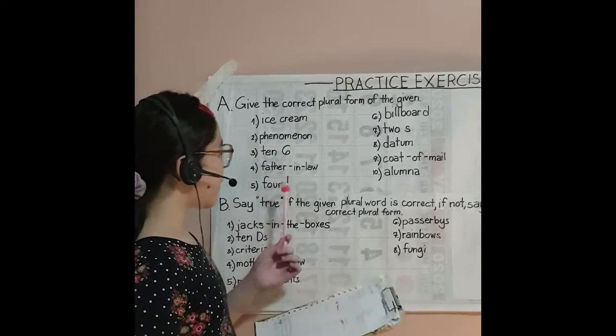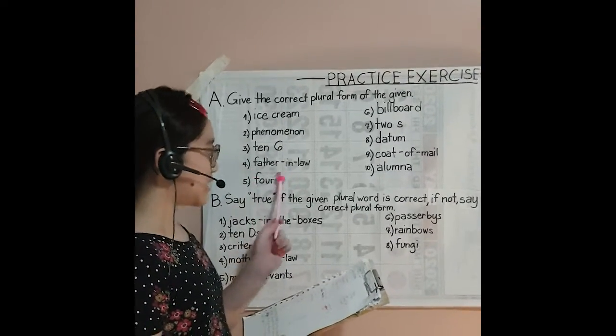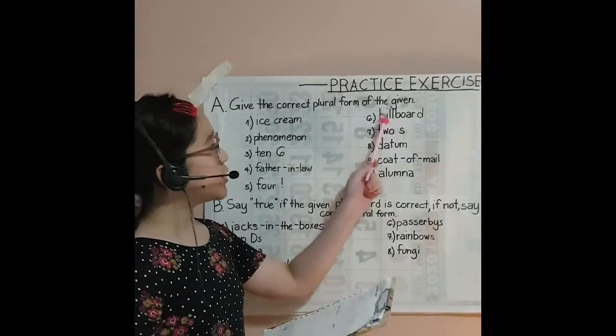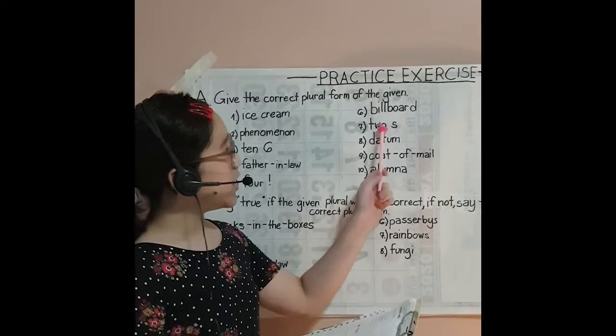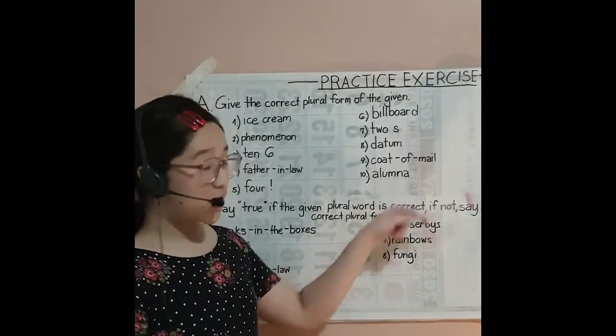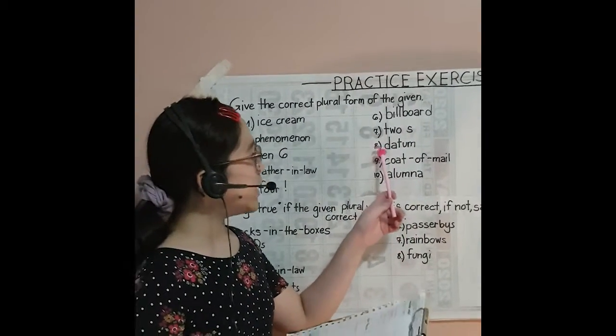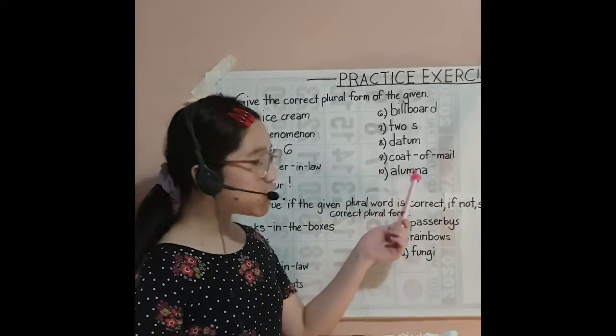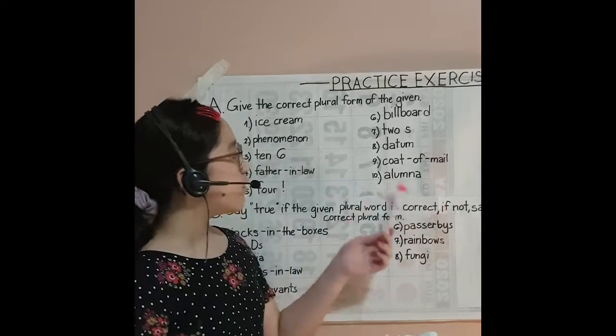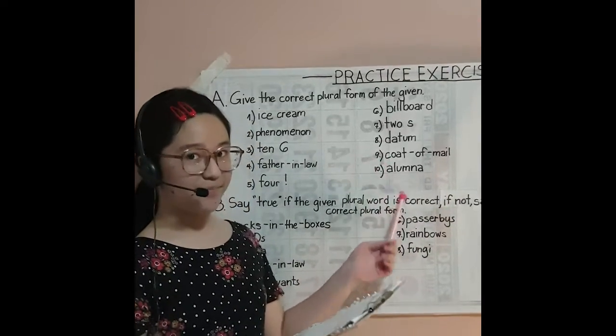For number 5, you add s to the exclamation point. For number 6, it's billboards. For number 7, it's 2s, apostrophe s. For number 8, it's data. For number 9, it's coats of mail. For number 10, it's alumni.